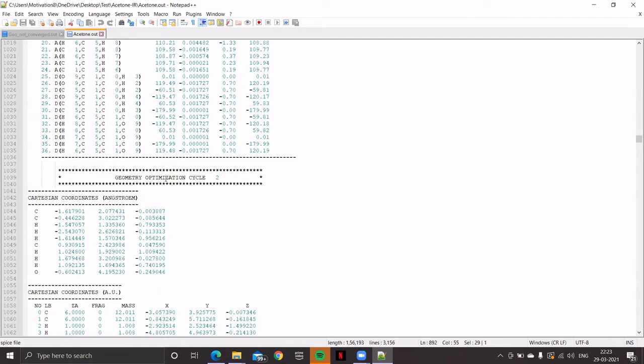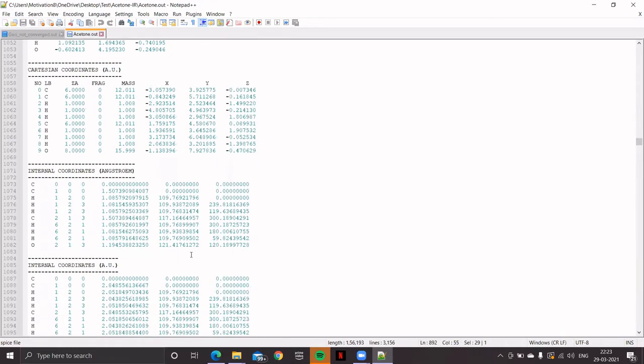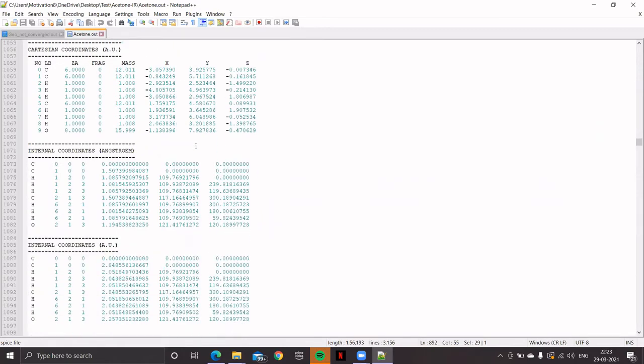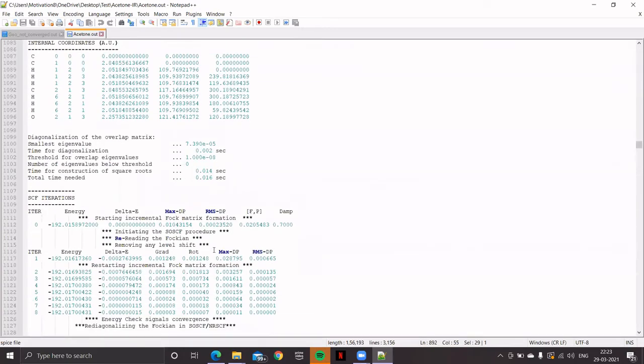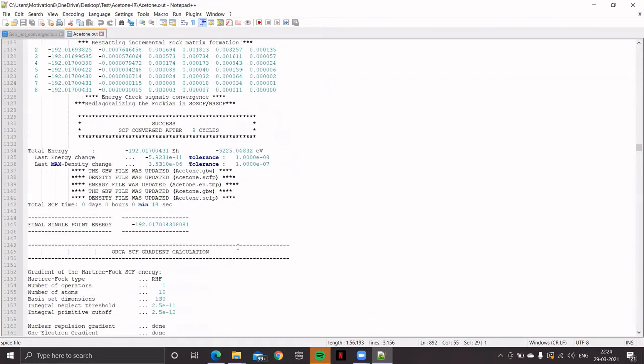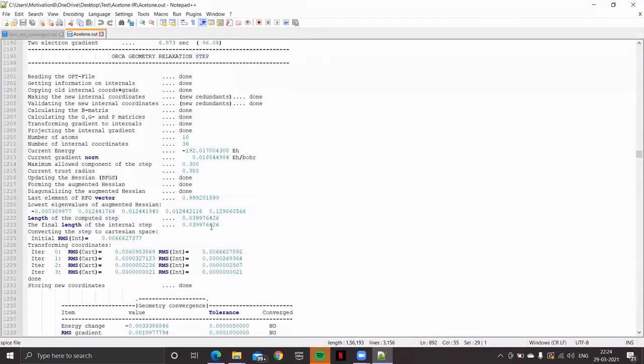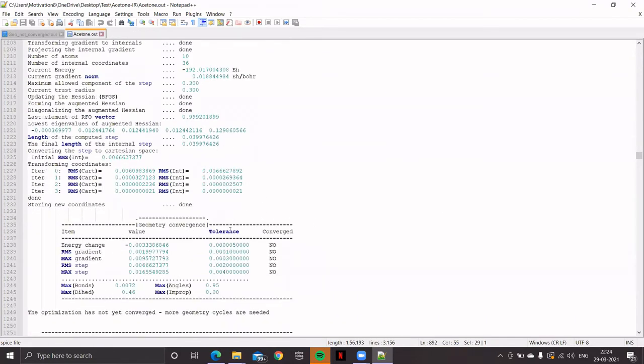So that's the molecular specification for the next possible geometry. Again, they'll repeat the same thing. They will get a wave function for this particular geometry by the self-consistent field approach. Then they'll compute the gradient, that is the force on each atom, and based on that again there will be displacement, and then keep on repeating. Again in cycle 2, the convergence criteria were not met.